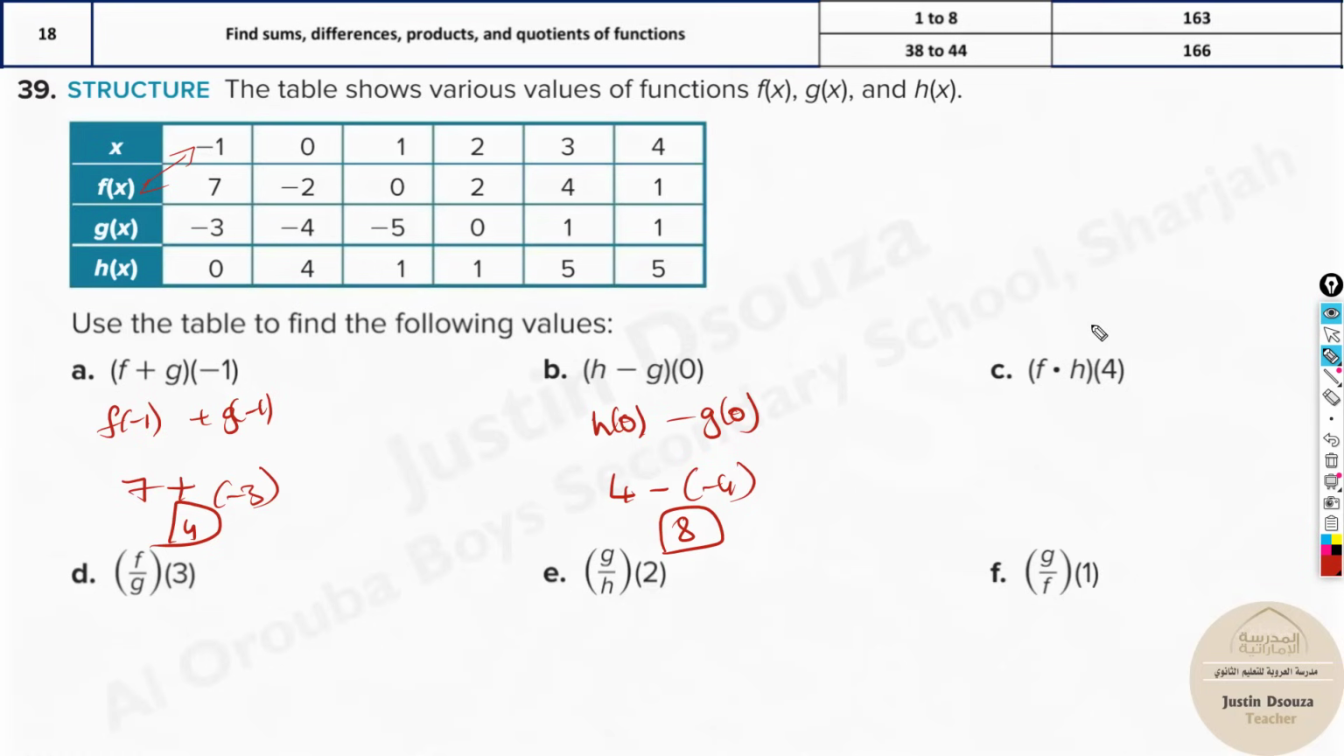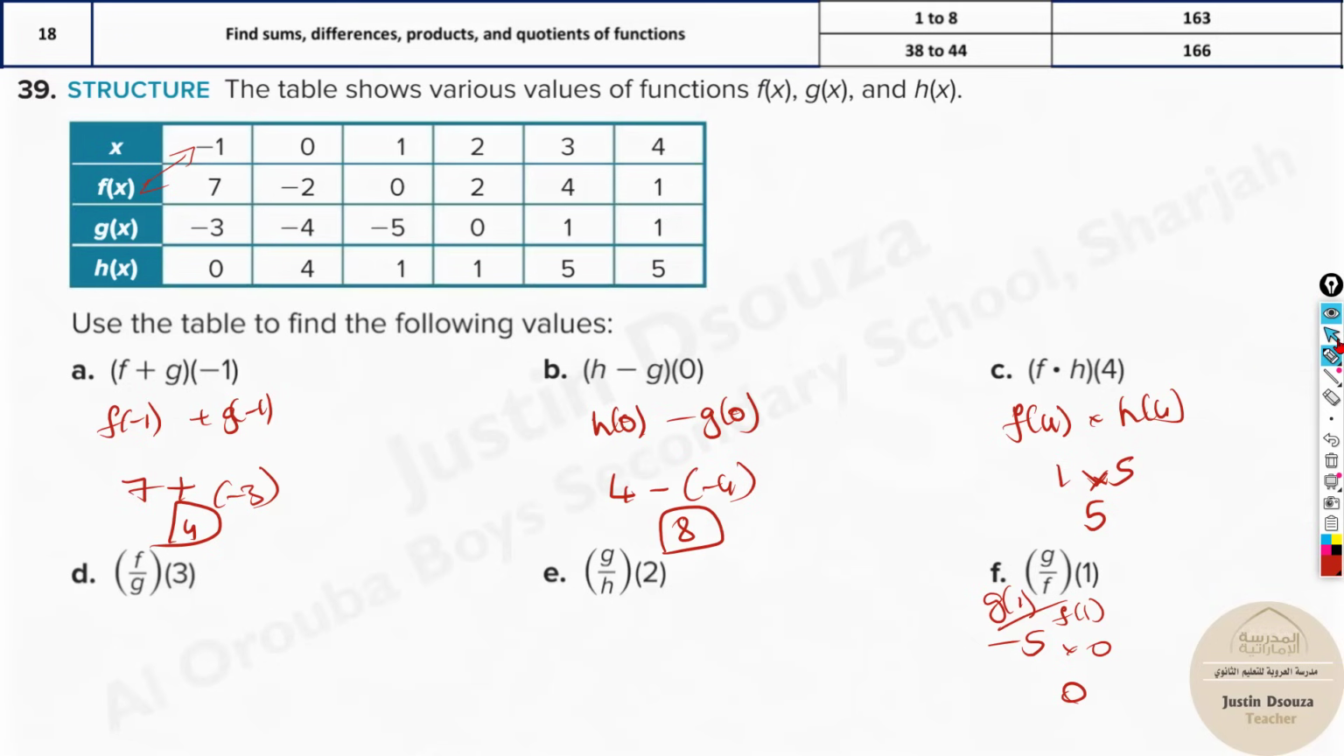Now we have multiplication over here. F of 4 times h of 4. F of 4 is 1 times h of 4 is 5. The answer will be 5. And division, let's do this one. G of 1, where is it? It is -5. I've written directly above, it should be g of 1 divided by f of 1. Okay, -5, what is f of 1? 0 multiplied by 0, so the answer is 0.